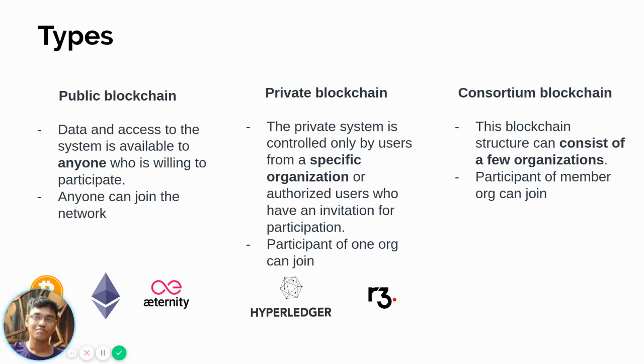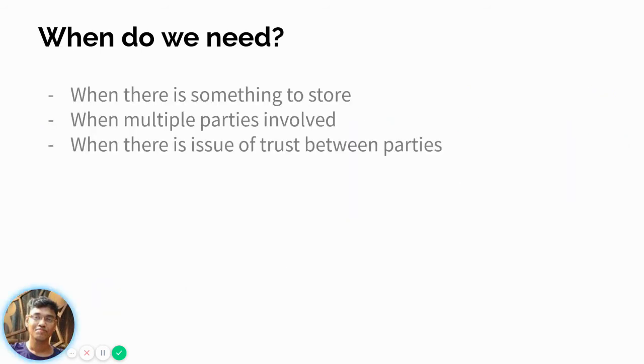Then there is a concept of private blockchain, where only one organization will run a network. Okay, so the private system is controlled by the users from a specific organization, not from anyone else. So the participants of one organization can join. The example of private blockchain is Hyperledger, I think. But don't worry about all of these types in the beginning. Just understand that for now, blockchain is a public network, and just focus on the public blockchain. Because if you understand the public blockchain, you will get all of the ideas or the core concept behind the blockchain.